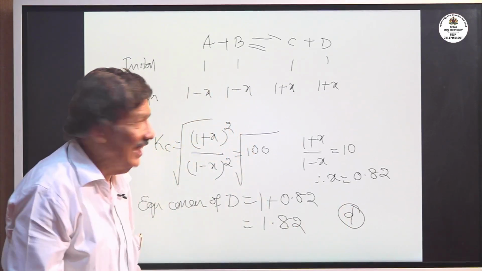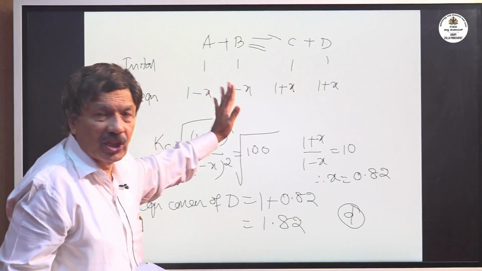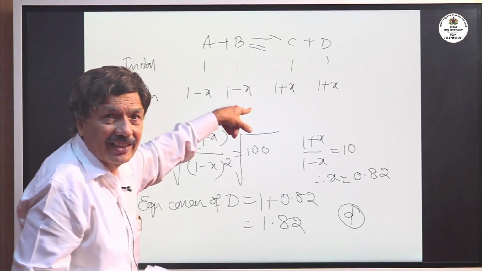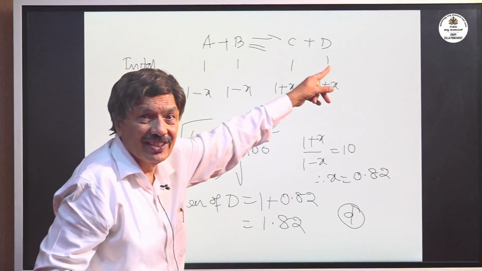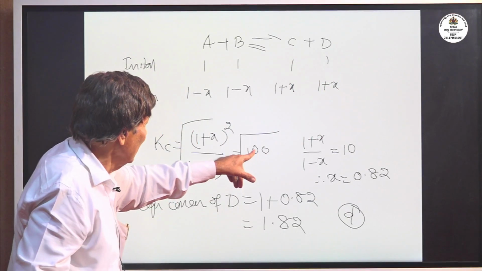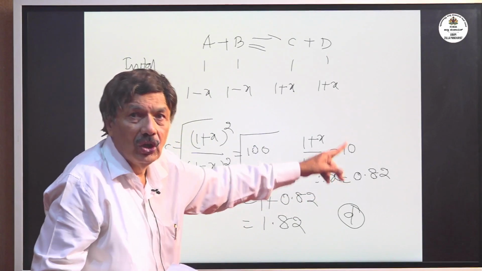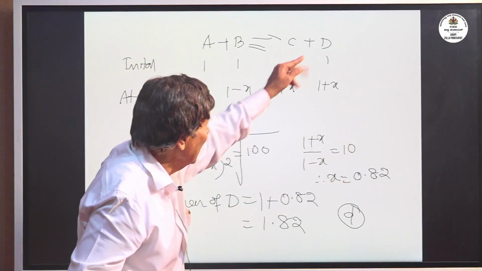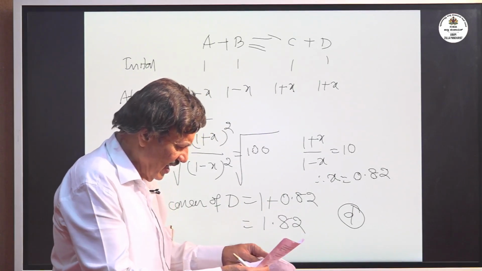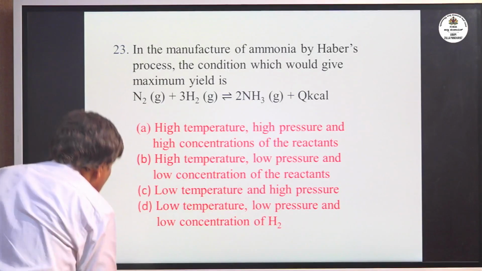Let me tell it once again, dear friends. Initially we take 1, 1, 1, 1. We don't know how much undergoes decomposition, so out of that, let x go. Since they are equimolar, the other reactant also decreases by x. This x formed is added to this, and this x formed is added to this. We write the equilibrium constant, we get 100 as given. Take the square root, you will get 10. On solving, x is 0.82. What they have asked is the equilibrium concentration of D, 1 plus x, which is 1.82. Option D is the right answer.